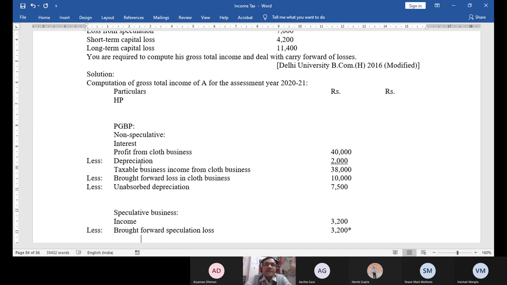In the 20% slab, it is better that you adjust long-term loss, because in future also it will only be adjusted against long-term capital gain. I don't know whether you are understanding this point or not, because it is a tax planning point. So for your level you can skip this point if not understood.